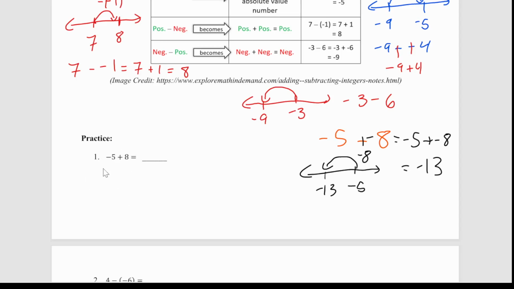For -5 plus 8, that wouldn't be as necessary. I mean, you could turn them into a subtraction problem if you wanted, but I would, again, in my head, sort of think of the number line visual. I owe you $5. I get $8. After I'm done paying you back, I have $3 left, so that would end up being 3. Or you can think 8 minus 5 gets you 3. 8 is bigger, so we're going to end up keeping the sign of that bigger number.